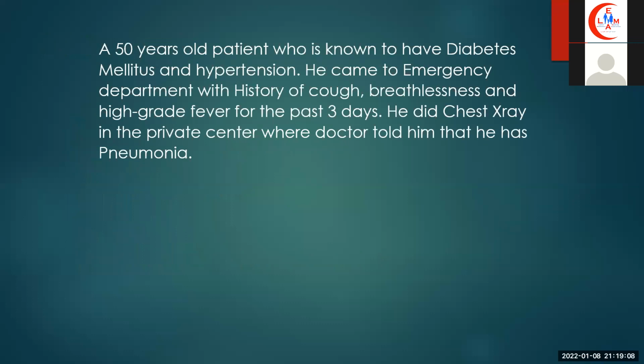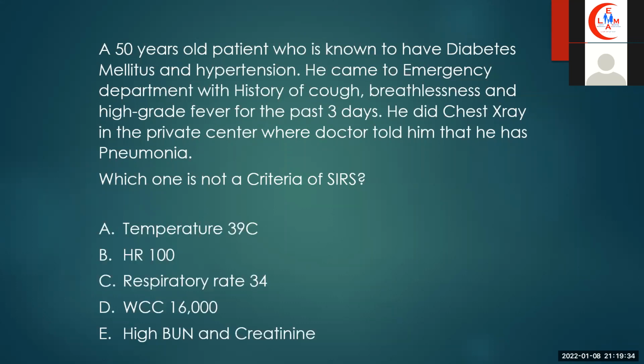50 year old patient who is known to have diabetes mellitus and hypertension. He came to the emergency department with history of cough, breathlessness, and high-grade fever for the past 3 days. He did a chest X-ray in a private center where the doctor told him that he has pneumonia. The question: which one is not a criterion of SIRS?